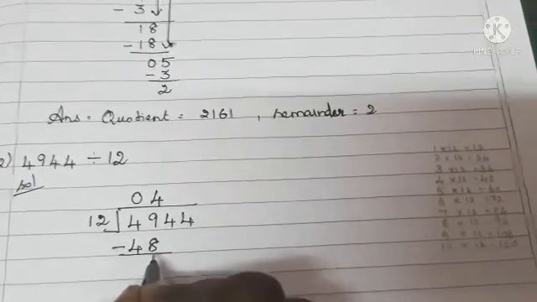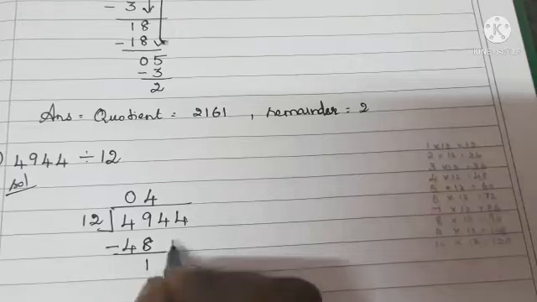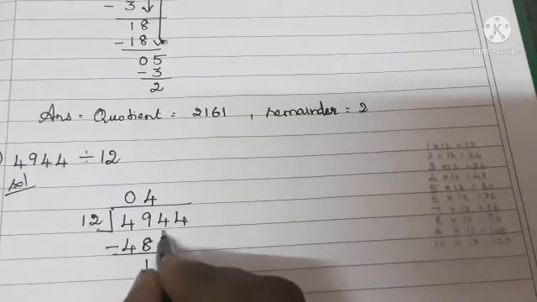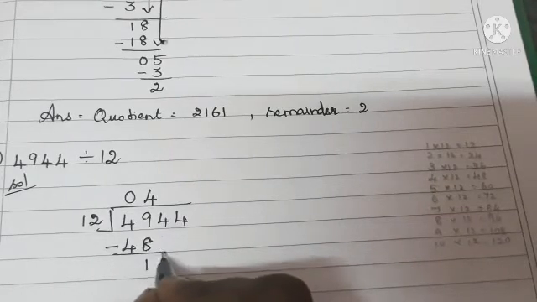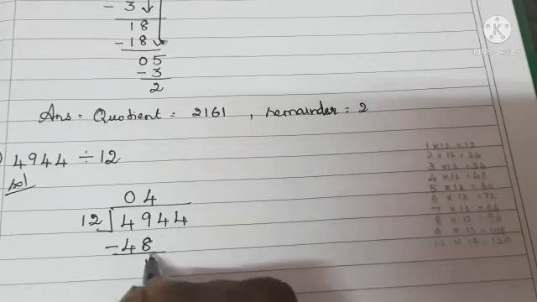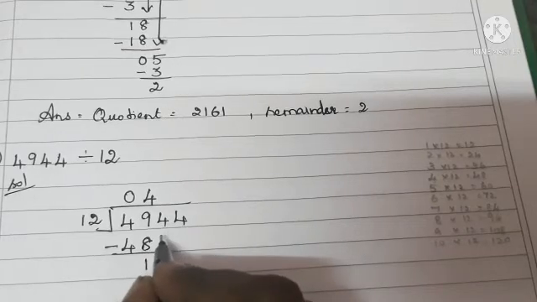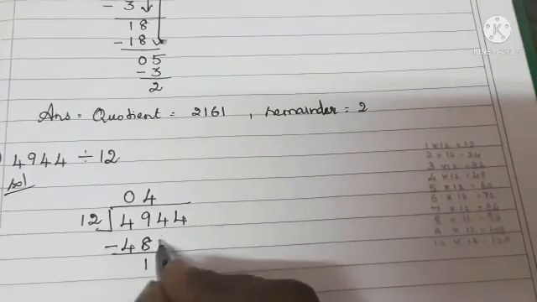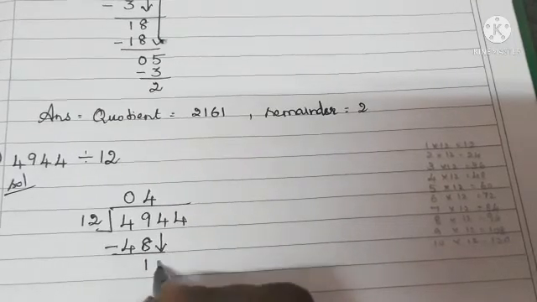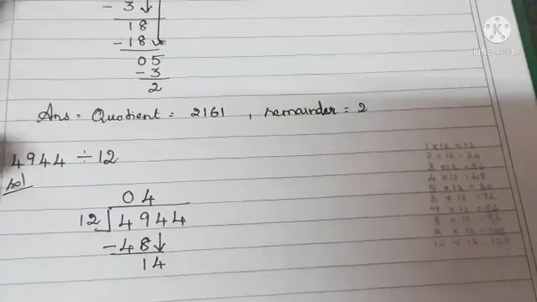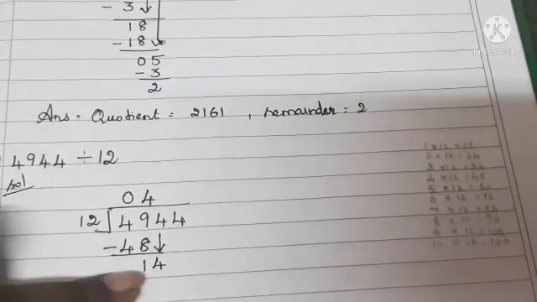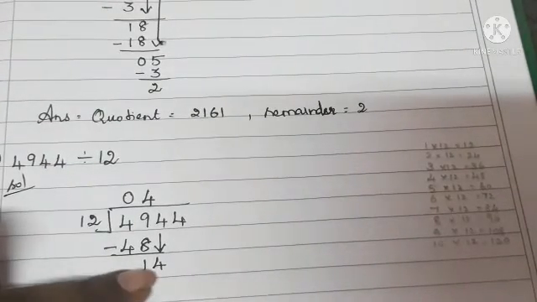4 minus 4 is 0. Do we have to write the 0? Otherwise, we can just leave it. Next, we have to bring down the tens place value. So the 1000 and 100 place values are over. Next is what place value? The tens place value, so we have to bring it down. If you bring down the tens place value, it will be 4. So 1 and 4 make 14 again.